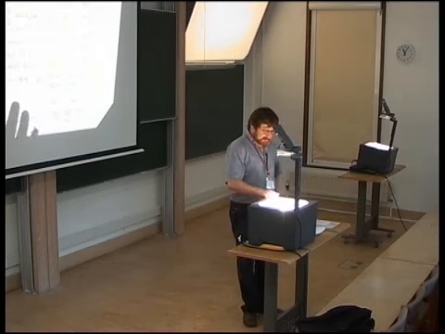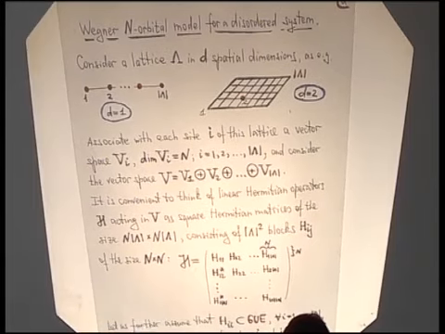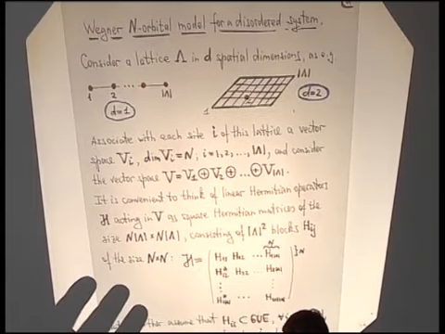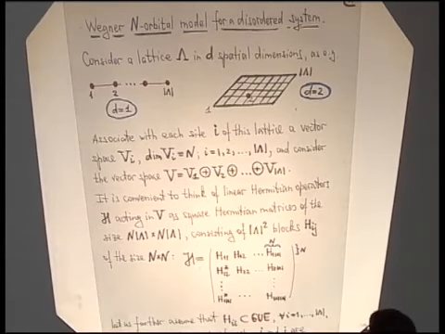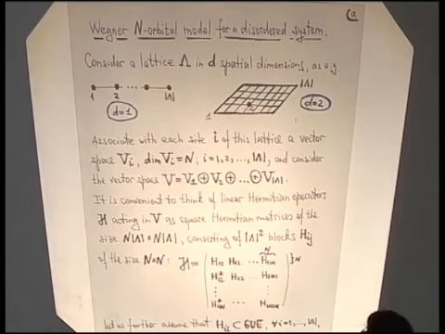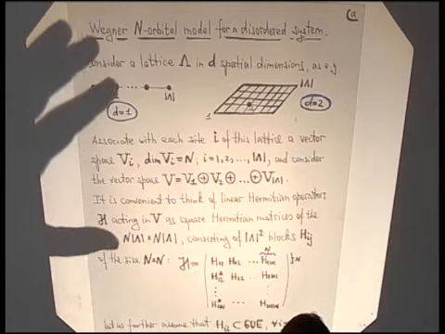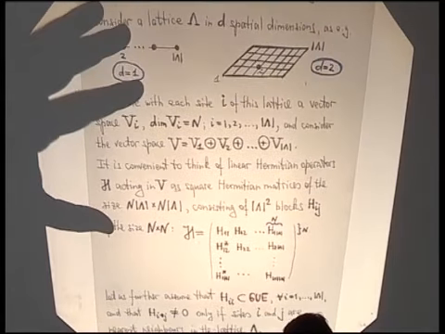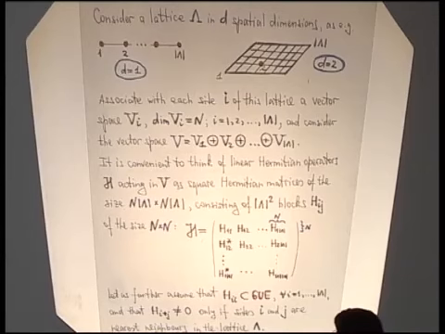So let me very briefly remind you what we have already considered. We introduced the Wegner orbital model, which is associated with every site of a given lattice, one, two, or many dimensional, an internal space of dimension capital N, and in this basis we think about our random matrix Hamiltonian as made of blocks of size n by n.